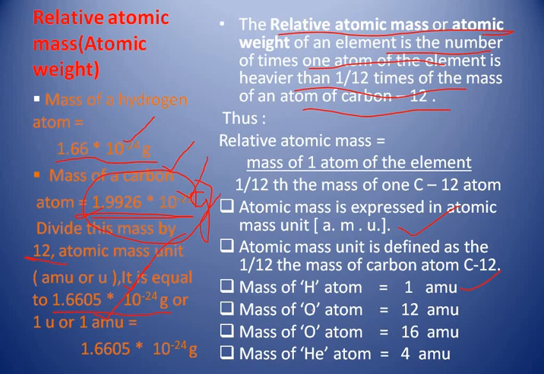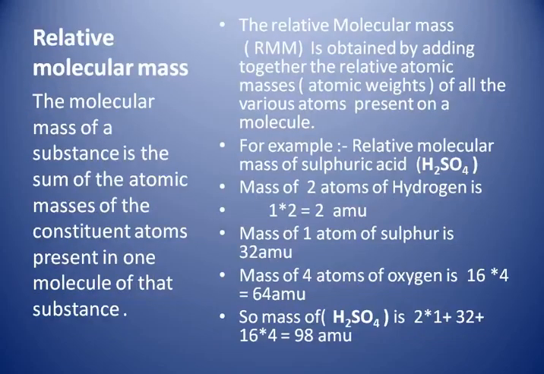Now the mass of, this is not oxygen, this is the carbon atom actually, that is a misprint, please correct it. The mass of a carbon atom is 12 AMU, the mass of an oxygen atom is 16 AMU, and the mass of a helium atom is 4 AMU. I hope you will understand this. Moving on to the next slide.